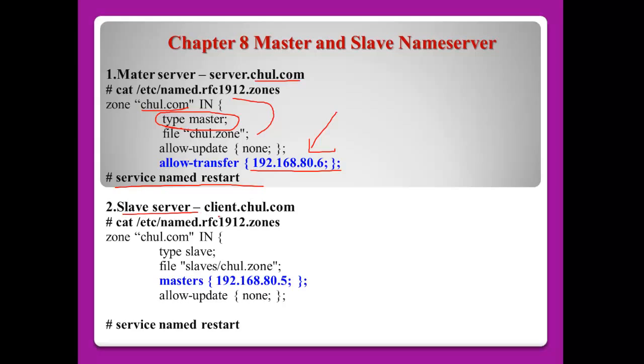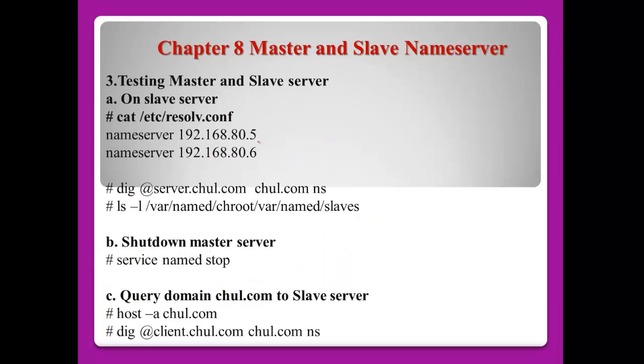In the slave name server, also add this zone to the file /etc/named.rfc1912.zones, so char.com. But here the type is slave, and the file will be saved in this directory. This is the slave's directory name, and the file name is char zone like this. And here, the masters entry in the slave name server must point to the exact master name server to bring the data from. And then service named restart.